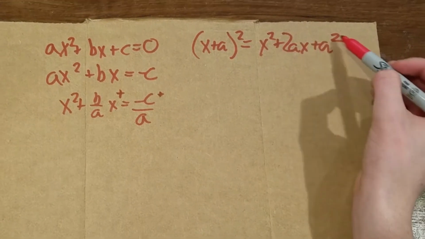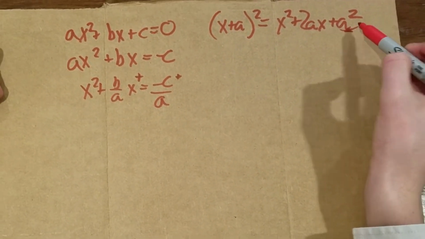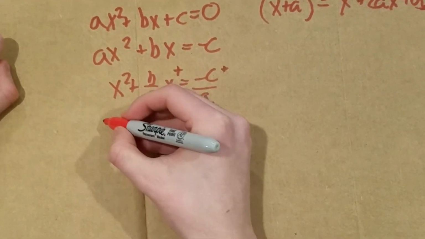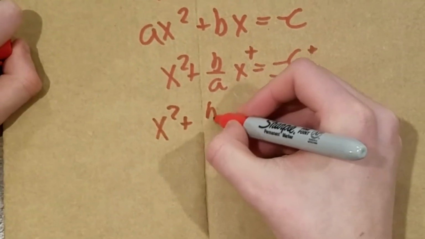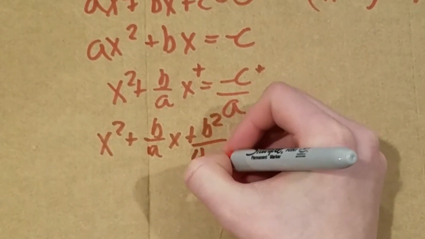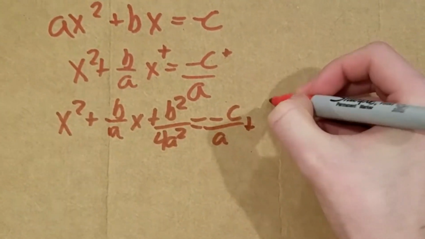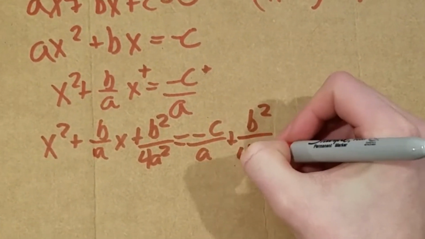So what do 2a and a squared have in common? If you divide 2a by 2 and then square it, you get a squared. So let's do the same over here. And we get x squared plus b over a x plus b squared over 4a squared equals negative c over a plus b squared over 4a squared.